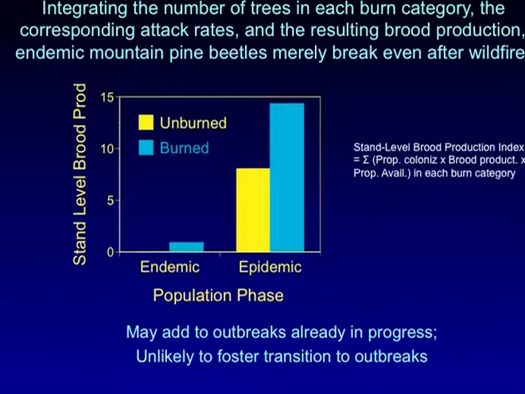When it was in the endemic phase, the unburned trees, the beetle came out zero, just never attacked any of these trees. And even in the burned trees, very, very little, basically just hanging in there, avoiding going extinct. In the epidemic phase, there did appear to be some kind of a boost from the wildfire in terms of beetle populations. And so I think our interpretation from this system is that wildfire may add to outbreaks that are already in progress, but is unlikely to foster the transition from the endemic to the eruptive phase.